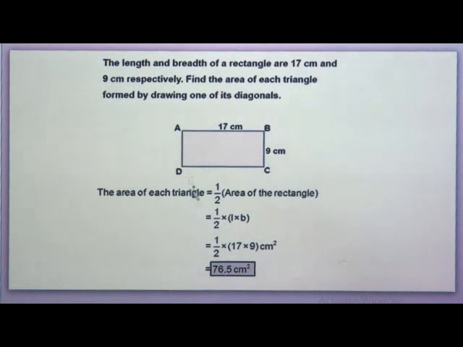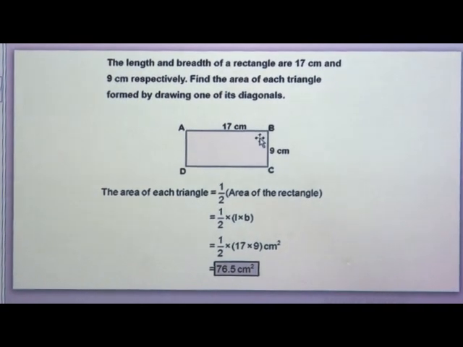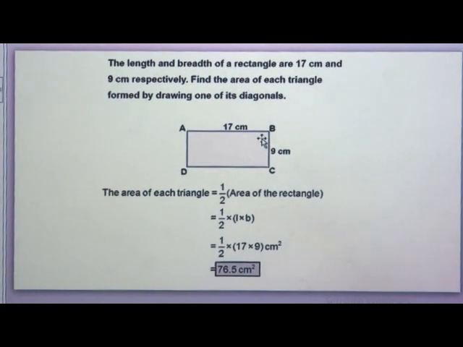Each triangle. So, one triangle I had taken with the diagonal as A to C. Yes, drawing a diagonal from A to C, I found one triangle whose area is nothing but 76.5 centimeter square. And the other triangle's area will also be the same, because it is a rectangle in shape. So, each triangle will have what area? Yes, it is 76.5 centimeter square, and this triangle will also have the same area.